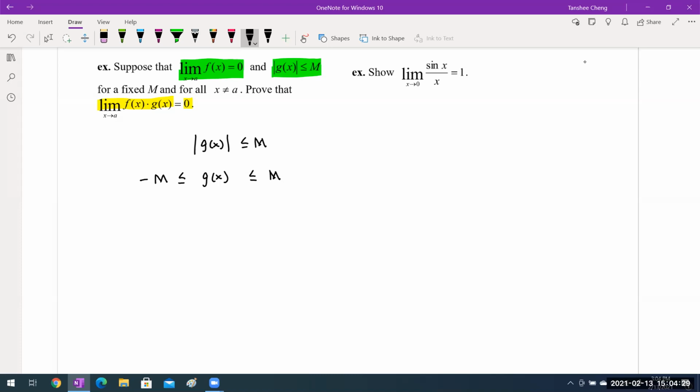Now, the function that we want to find the limit for is f times g. So therefore, I'm going to multiply each part of the inequality by the absolute value of f of x for any x value, right? The reason why I'm using the absolute value of f of x is to make sure that it's a positive result, so that the inequality will not change. And that will save us a lot of cases to deal with.